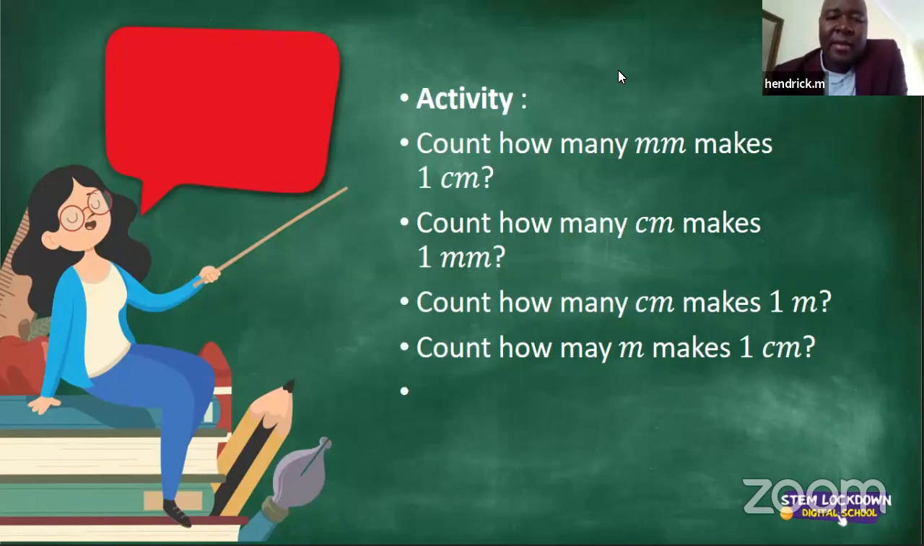Right. 0.1 centimeter makes 1 millimeter. Exactly. So 0.1. How do you find 0.1? Divide 1 by 10, isn't it? Yes, so that will be 0.1 centimeter, which makes up 1 millimeter. Now count how many centimeters you need to make just 1 meter.